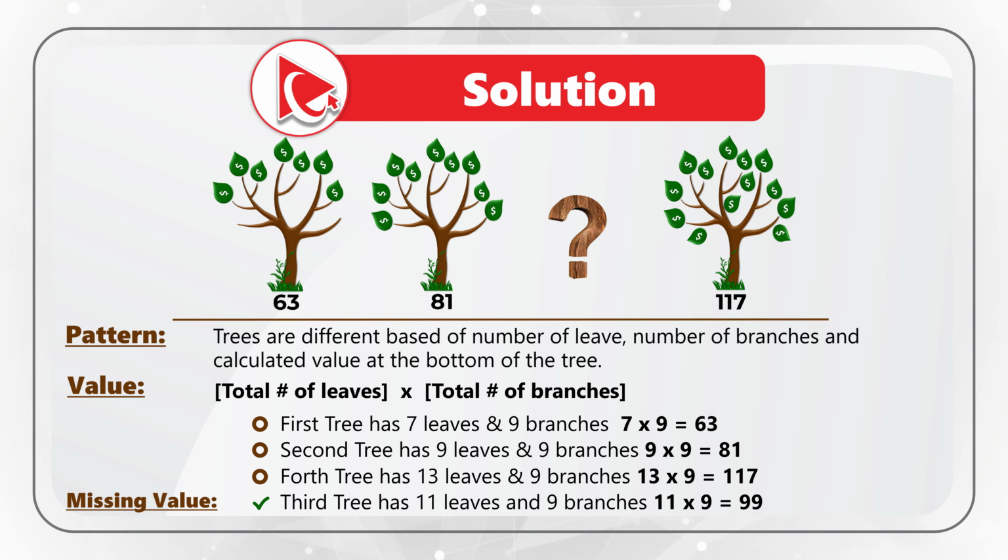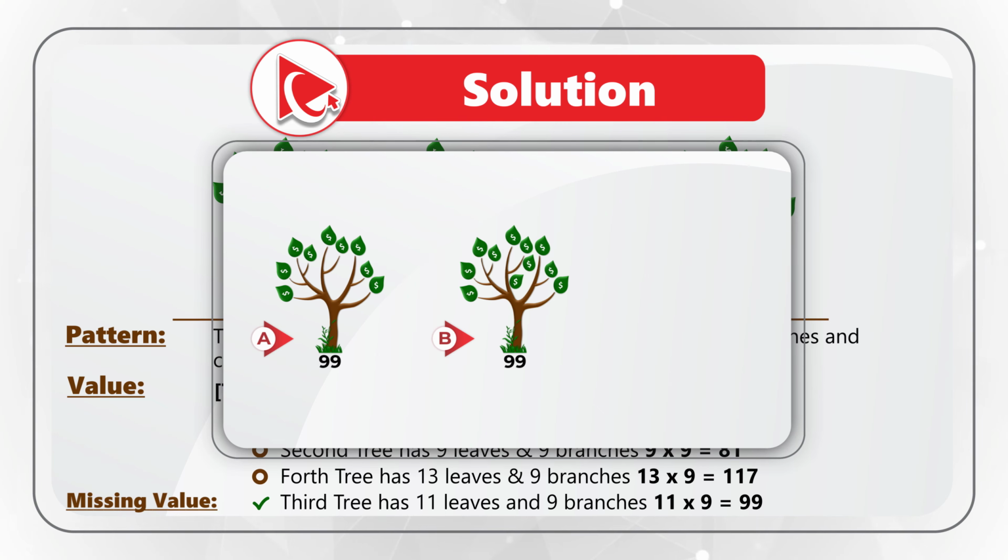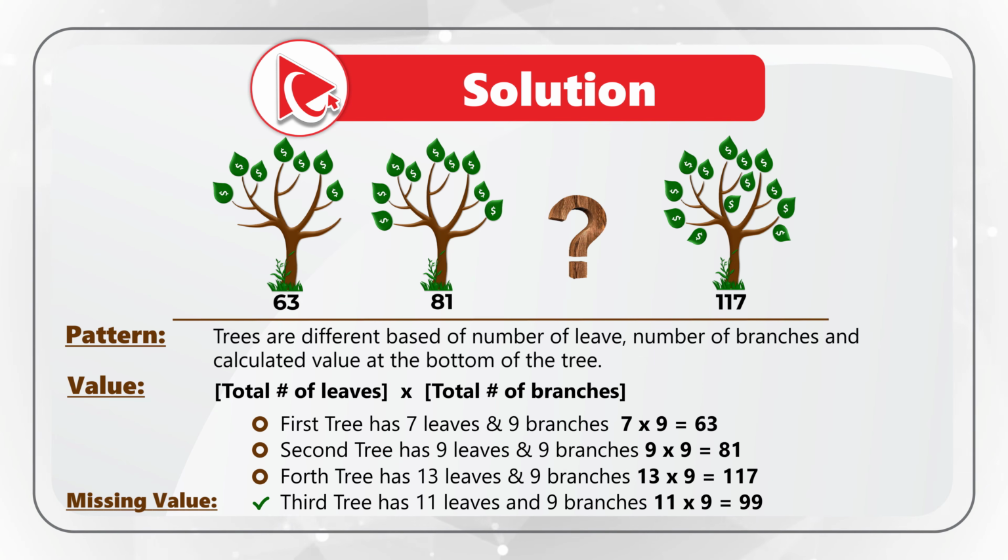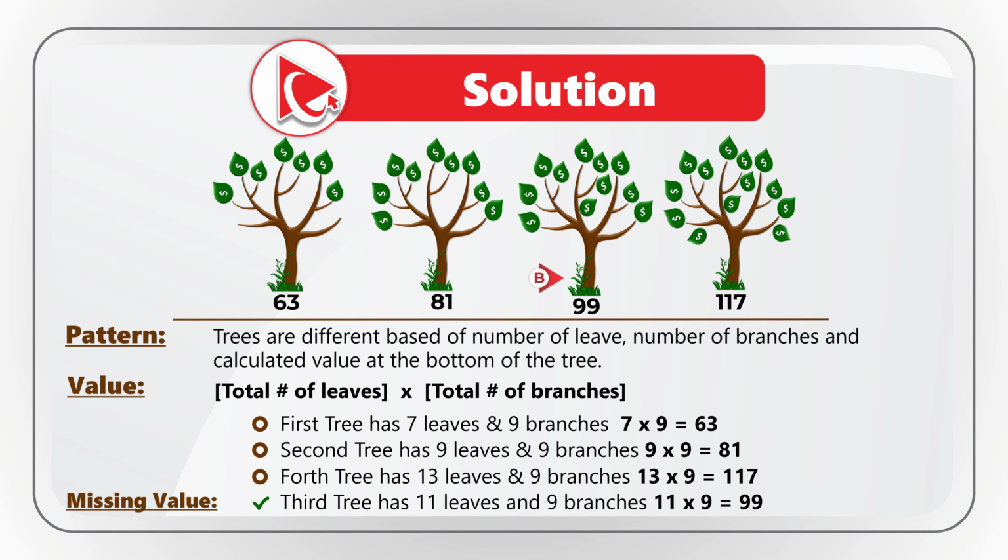What's interesting here is that choices A, B, and C all have a value at the bottom of 99, but the correct choice here is only choice B, because only choice B has 11 leaves and 9 branches, and multiplying 11 by 9 equals 99, which matches the formula. So the correct choice here is choice B. Hopefully you've nailed this question and now know how to answer similar problems on the test.